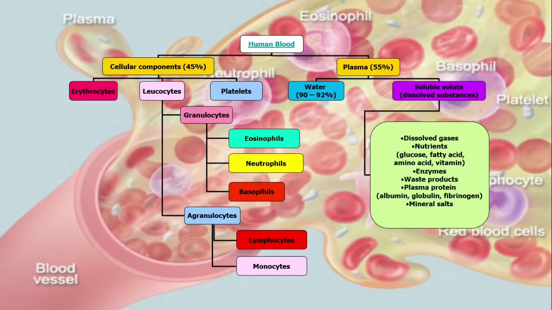This is the summary of the human blood composition. It consists of the cellular component and plasma. Under the cellular component, it is divided into three types: erythrocyte, leukocyte, and platelet. Leukocyte is divided into two types: granulocyte and agranulocyte. Later, we are going to discuss in more detail about the human blood.